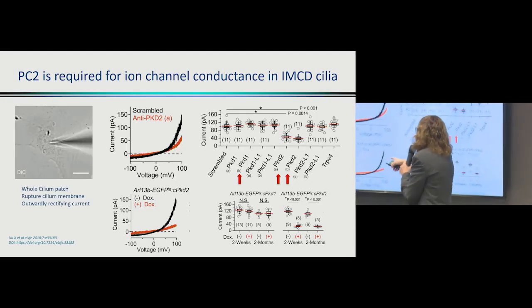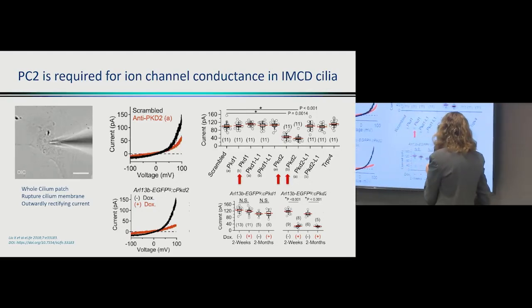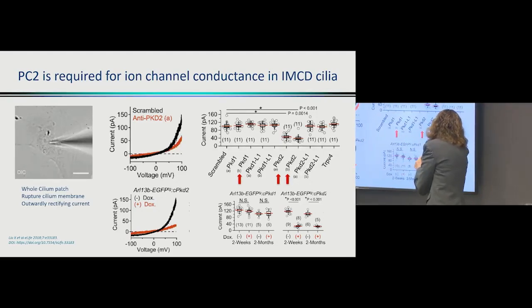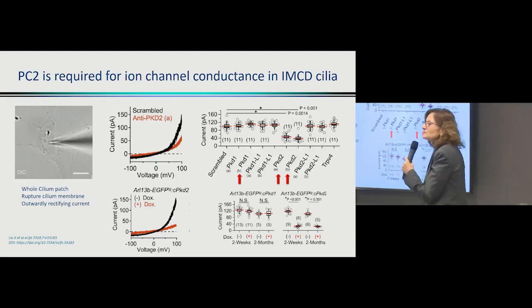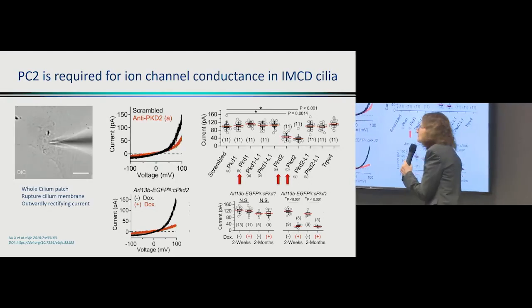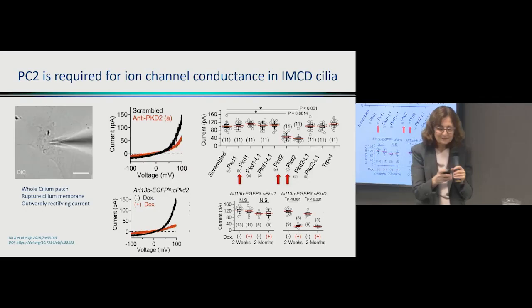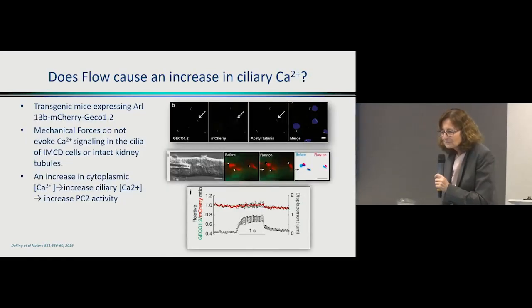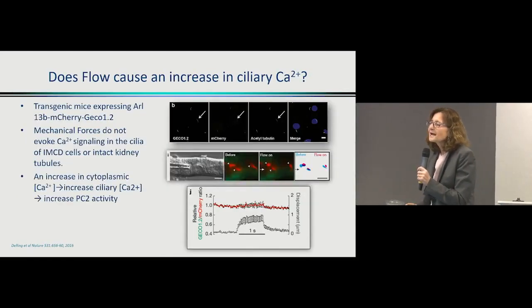And then this is looking at mouse cells. And it's the same thing. If you knock out PKD2 in mice, you can see that the calcium influx is less, and that's not the case with PKD1. So that part of the model maybe is true. But the question is, does flow actually cause an increase in calcium influx? And I think that part is not so clear.